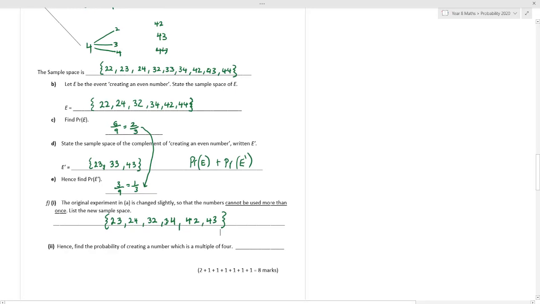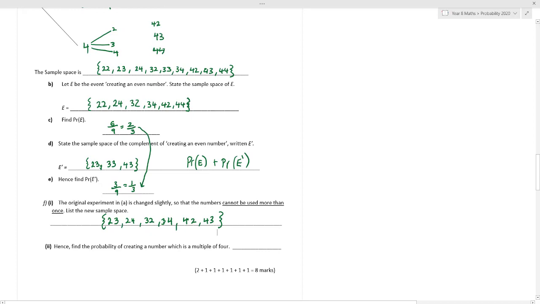Hence, find the probability of creating a new number which is a multiple of 4. Well, that's a multiple of 4. That's a multiple of 4. 4 8s are 32. And so that would be 2 out of 6, which is also 1/3.